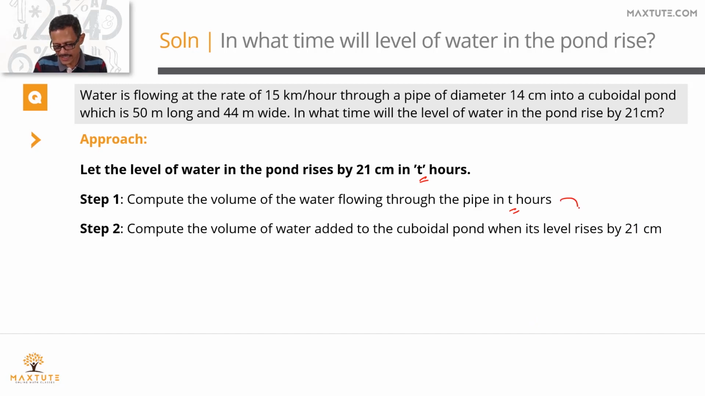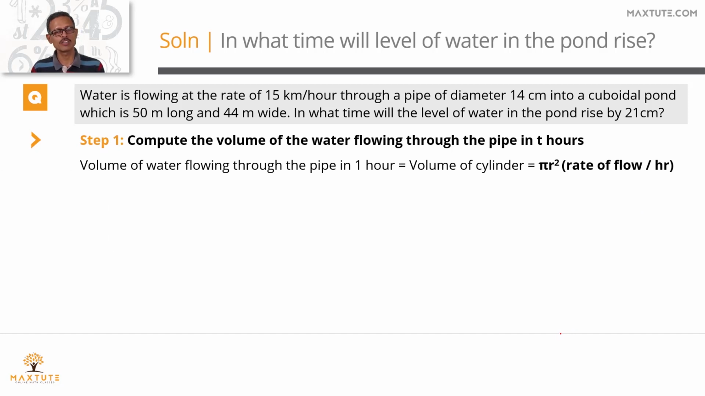This water that came in from this pipe is what led to the water in the cuboidal pond rising by 21 centimeters. So the volume of water that came in through the pipe in T hours should be equal to the volume of water that got into the cuboidal pond as its level rose by 21 centimeters. We're going to equate these two volumes, and therefore we can find out the time taken, or we'll compute the value of T. Step 1, let's find out the volume of water flowing through it in T hours. We'll start with the volume of water flowing through it in 1 hour and multiply it by T.